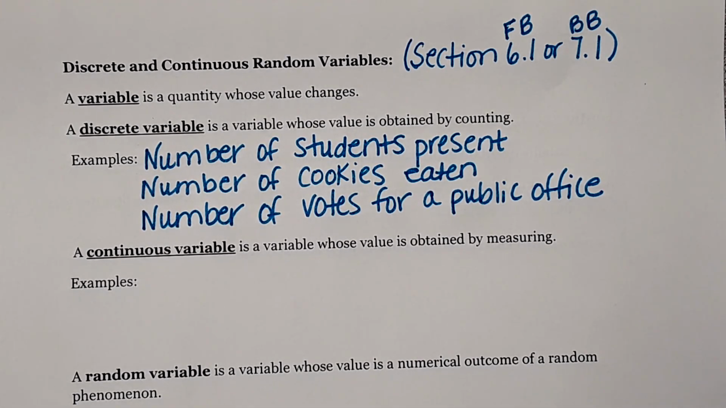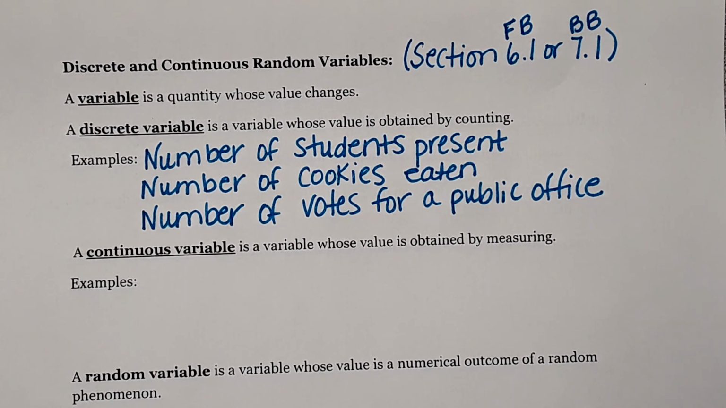Number of F's, number of M&Ms in a bag. Remember, you're going to count. So if you have half pieces, they go out because they're not M&Ms. I mean, they are M&Ms and they're still delicious, but anyways, that's a discrete variable. Not random, a discrete variable. And that is a variable whose value is obtained by counting.